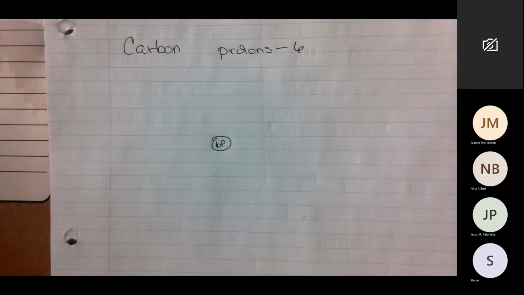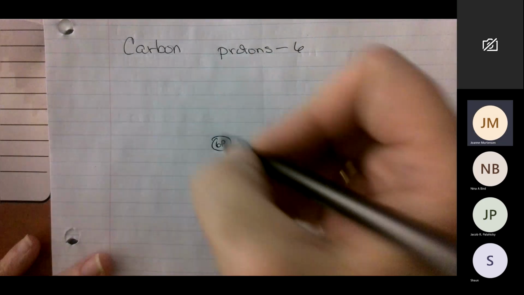Where they hang out, like the orbital? Yeah, the orbital. Okay, so now you're going to get the magic stuff. The orbitals exist.